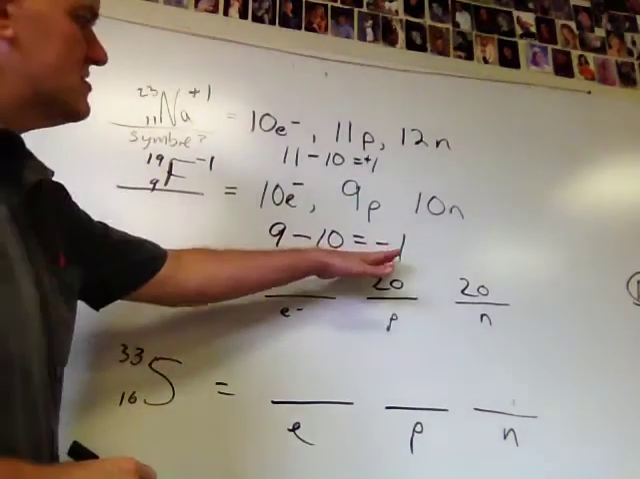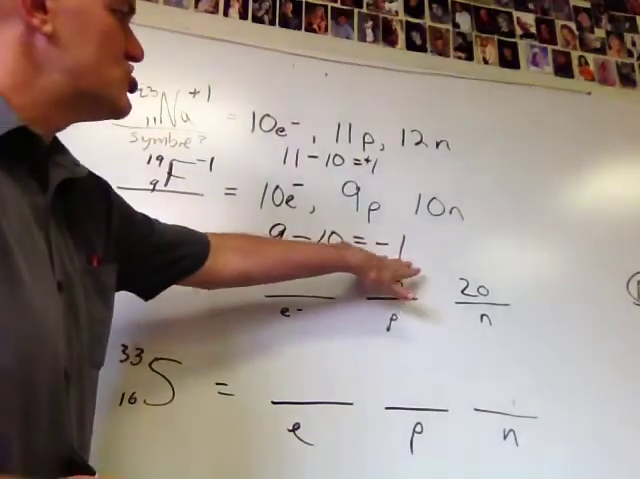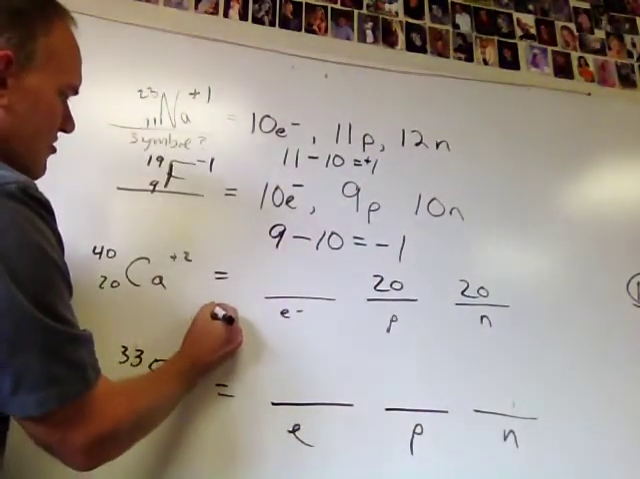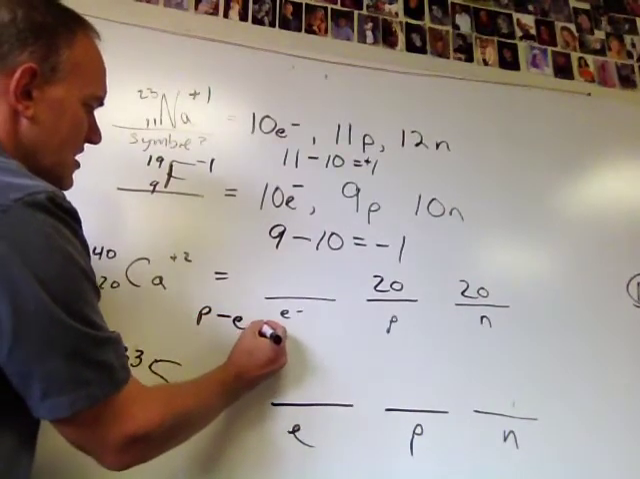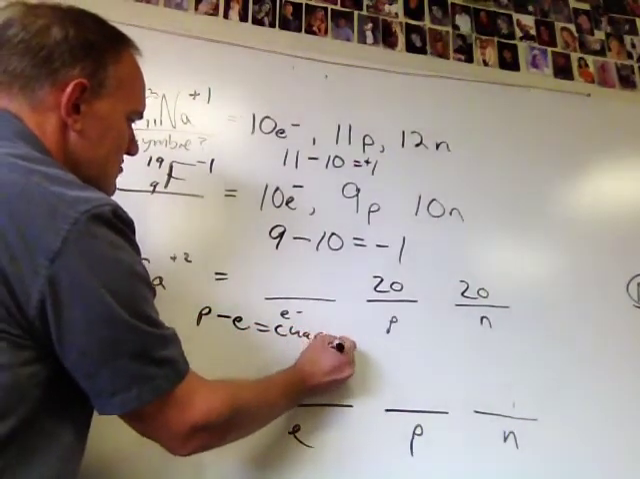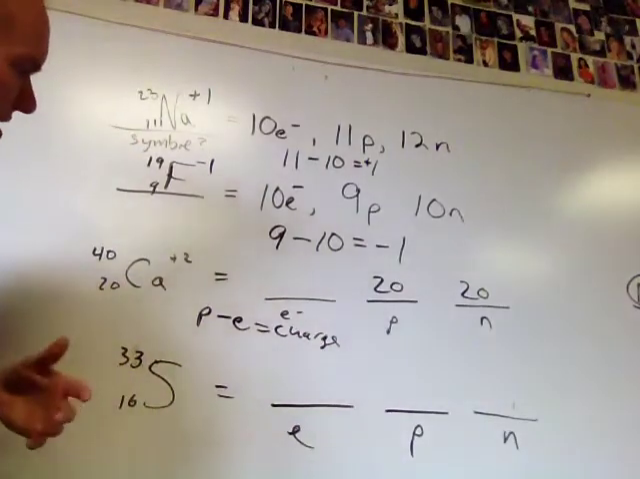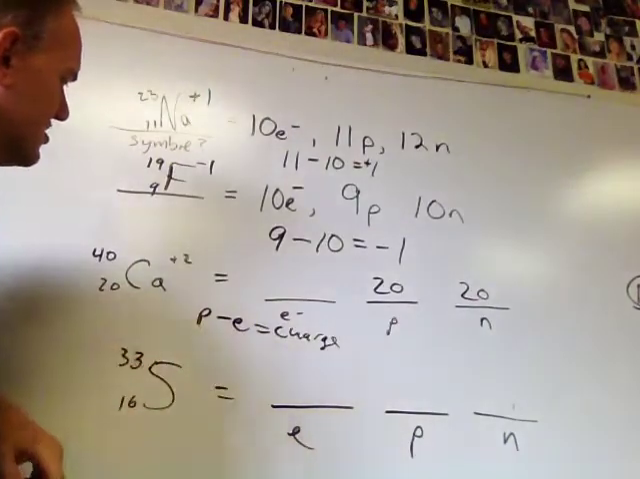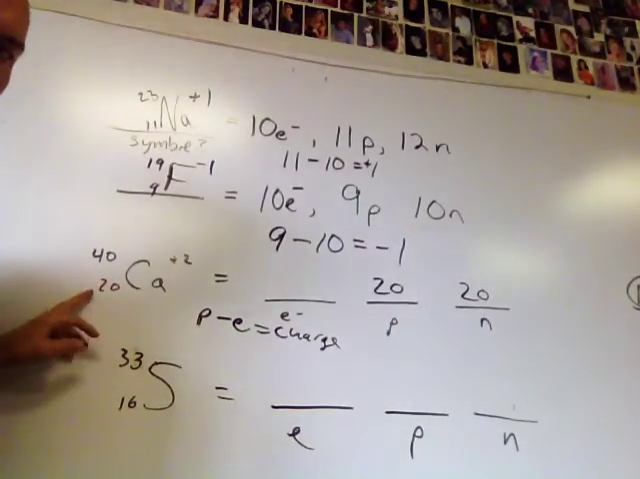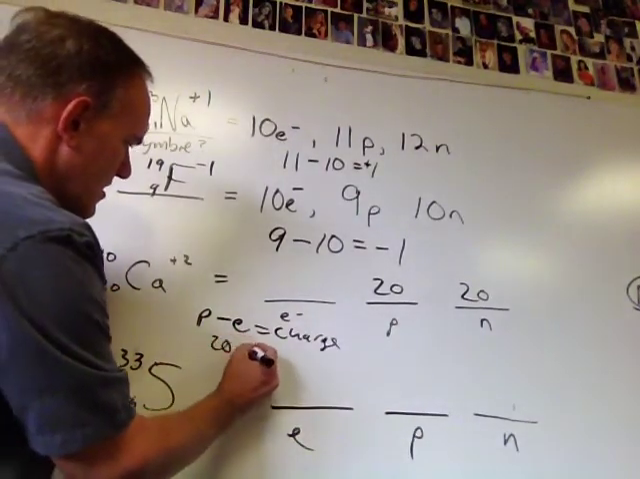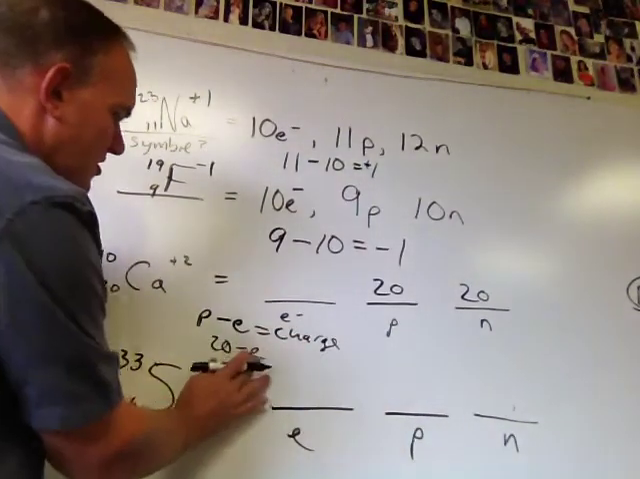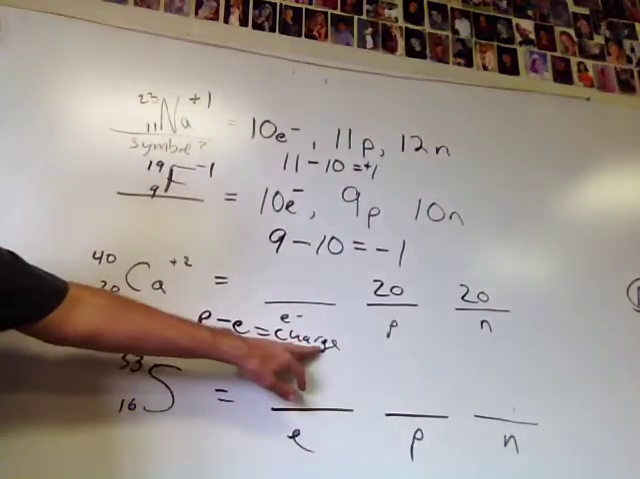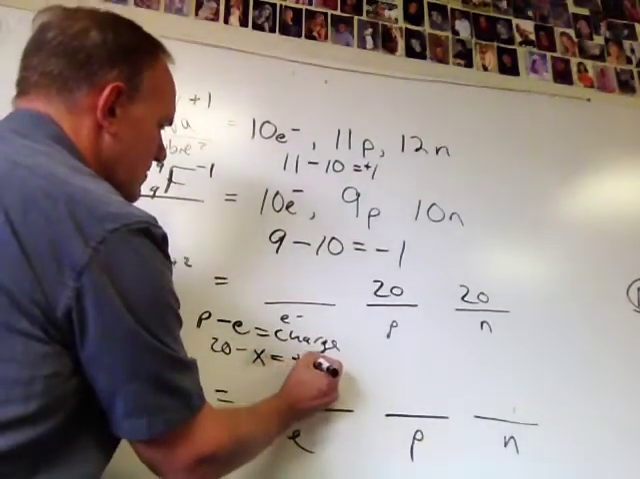Now we do it exactly the same way, except this time we know the charge and we don't know the electrons. So you use the same equation, protons minus electrons equals the charge. We're still going to use algebra, but this time we know this and not the electron number. So we plug in what we do know. Proton number is 20 minus the electron number, so you can just call that x if you want, like we would in algebra, and the charge is now positive 2.